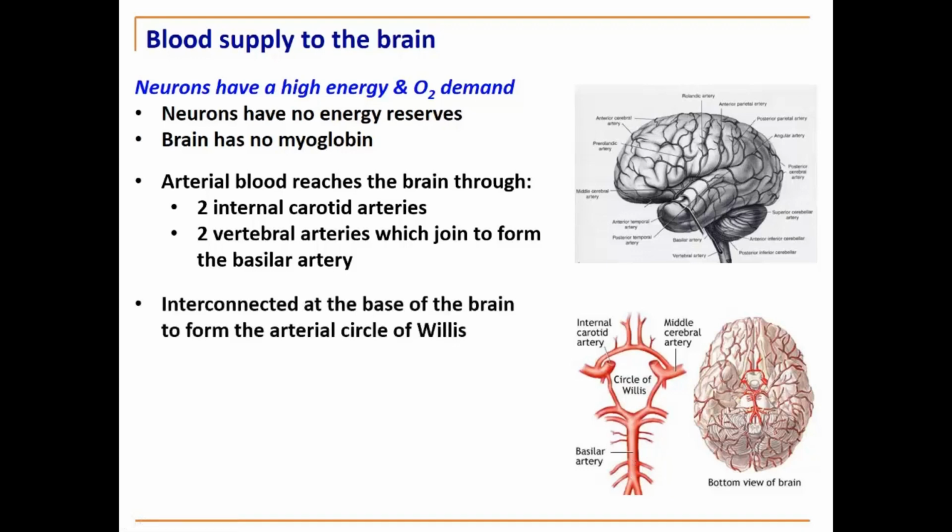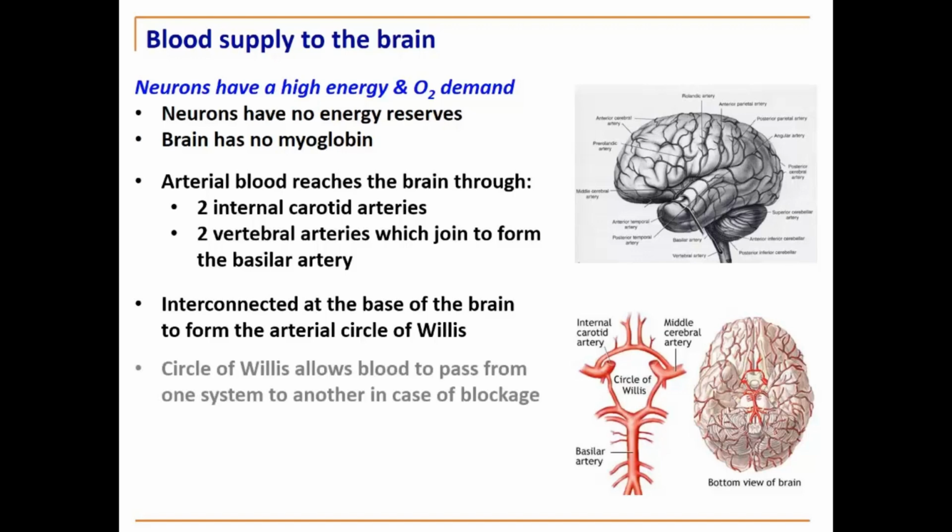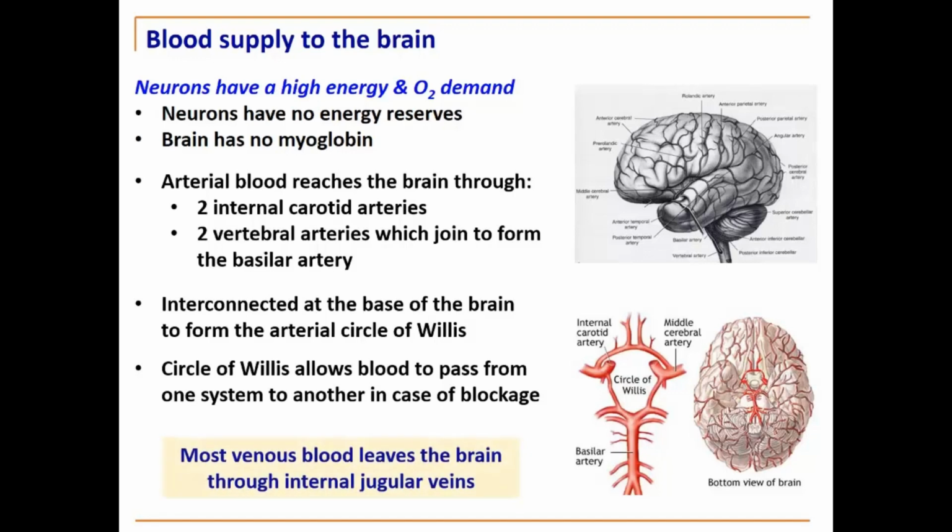And these are all interconnected, as we've talked about, at the base of the brain to form the arterial circle of Willis. And the original thought, if you want to call it that, was that the circle of Willis would allow blood to pass from one system to another in case of blockage. I don't think that's necessarily thought to be one of the reasons anymore, but it's a fine little theory behind it. And of course, most venous blood leaves the brain through the internal jugular veins.